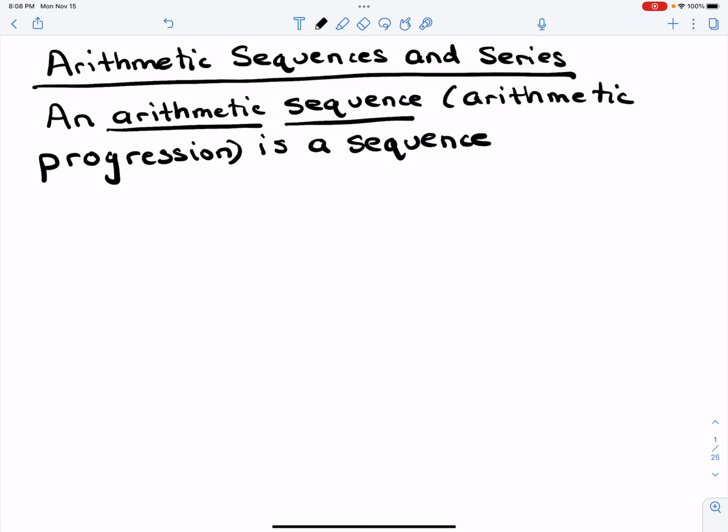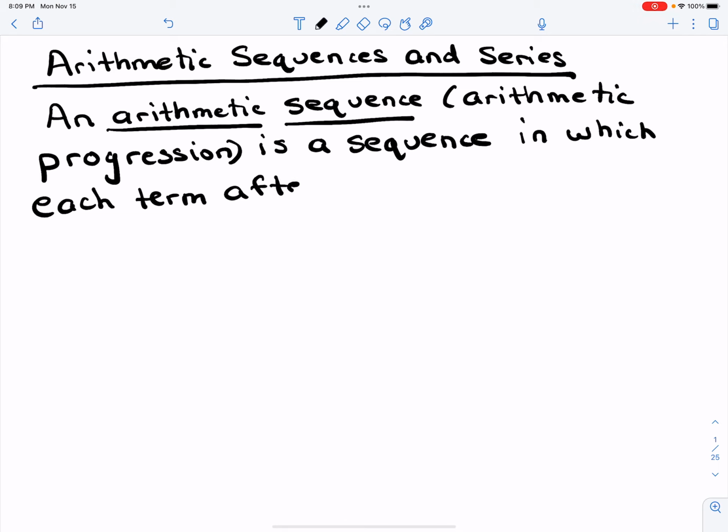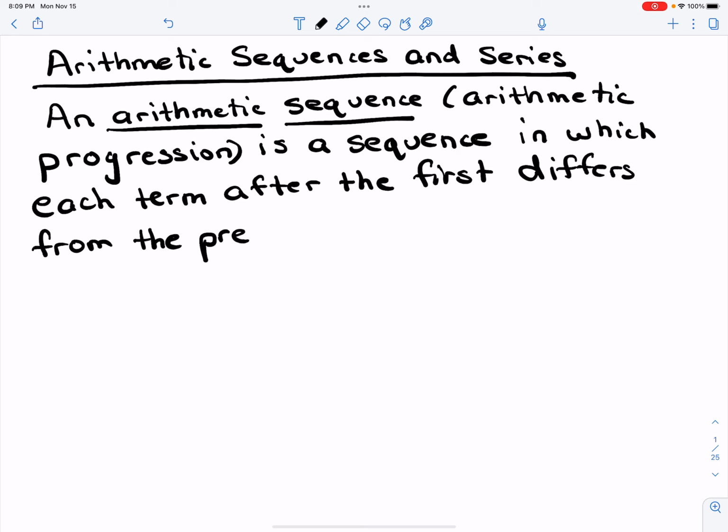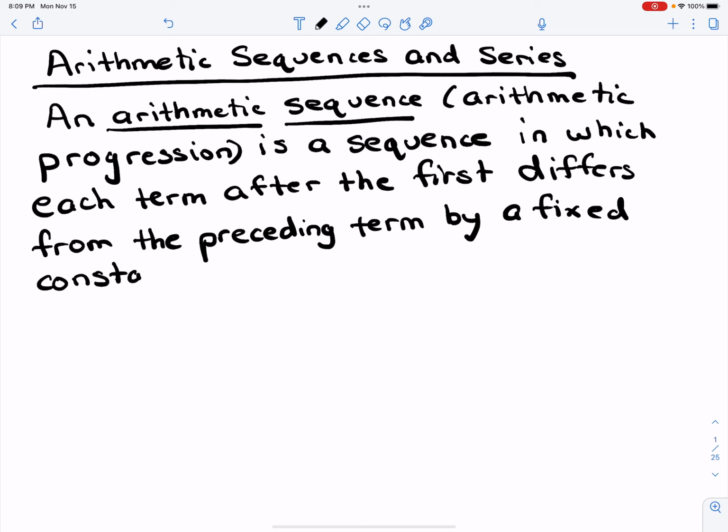In this particular kind of sequence, though, each term after the first differs from the preceding term by a fixed constant, which is called the common difference.